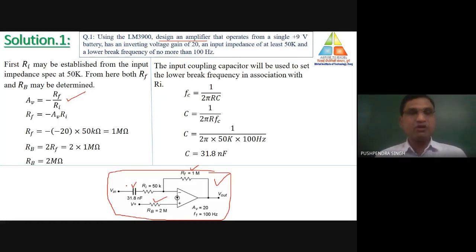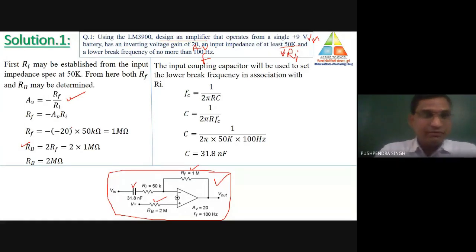Then use the formula. By which formula you may calculate these values? First, you have the formula for the voltage gain. Also you have the formula for calculation of RB. So these are the two things you have. Then how to calculate the value of RF? Because RB is dependent on RF, and also you need to calculate the value of RF. The value of RF is not given. Now only input resistance is given. In the question RI is given, AV is given, frequency is given, and also the supply voltage is given. So these are the values given to you.